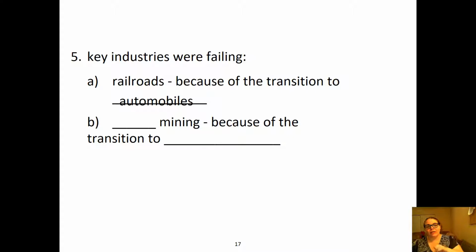One of the things that really gets hurt by this is the lumber industry. Not so much steel, because automobiles still used steel. But railroads used a lot of timber. They used a lot of wood, and cars don't. So the lumber industry is going to be hurt here. The other industry is coal mining, because most Americans by this point are making the transition to gas and electricity. They're not heating their homes with coal anymore. So that's going to hurt people.